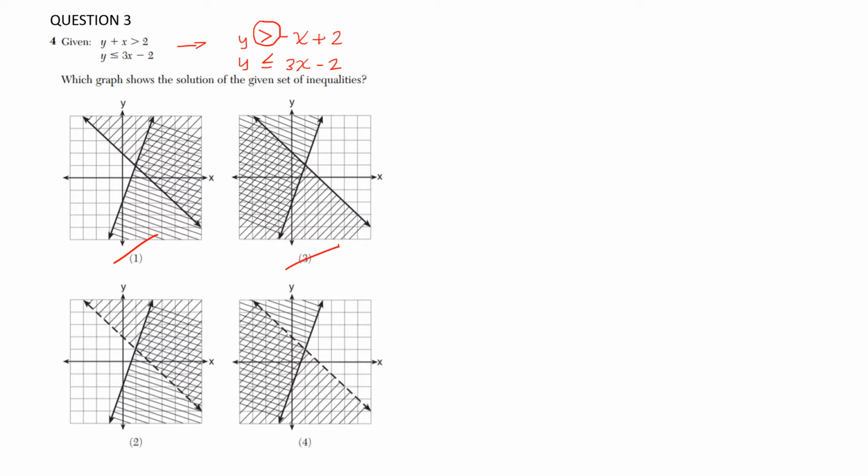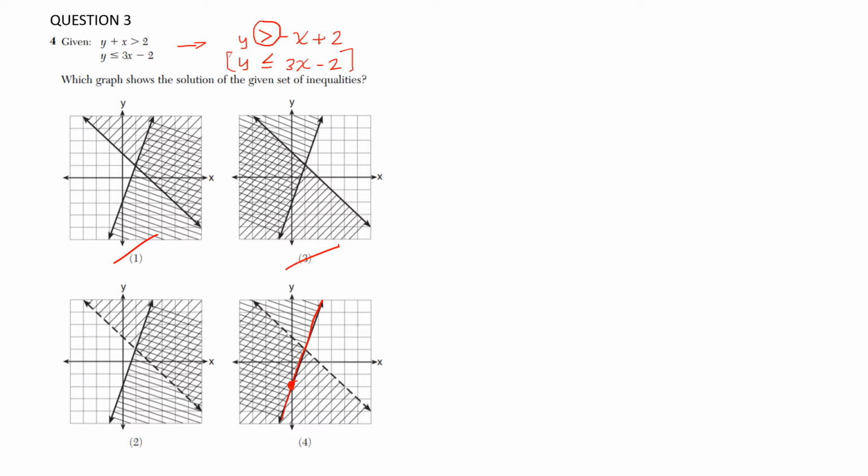So now we have to just make sure the shading is in the correct direction. Let's do the bottom one first, it might be clearer to see. This line right here, 3x minus 2, I know is this one, the line that I'm highlighting in red, because the intercept is at negative 2, and that's over here. And it's a solid line because it has the less than or equal to. And it's saying y is less than or equal to 3x minus 2.